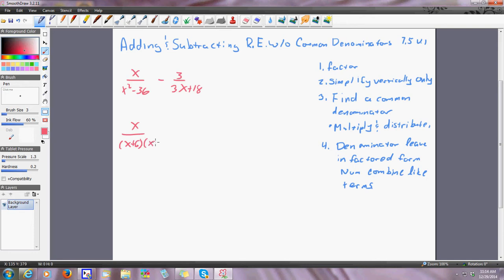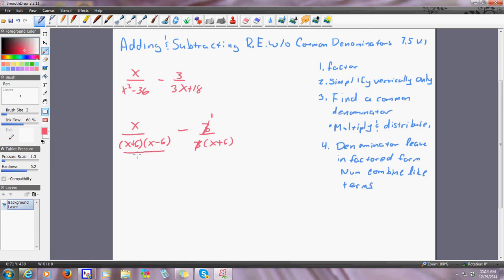And that's (x + 6) and (x - 6). And then I get 3, and I can factor out a 3. I get (x + 6). Oh, and look at this, this is kind of nice. Because what happens is, I then say simplify vertically only. Well, nothing happens here, but look, this becomes a 1, and that goes away. So I get, and now I need to find a common denominator.